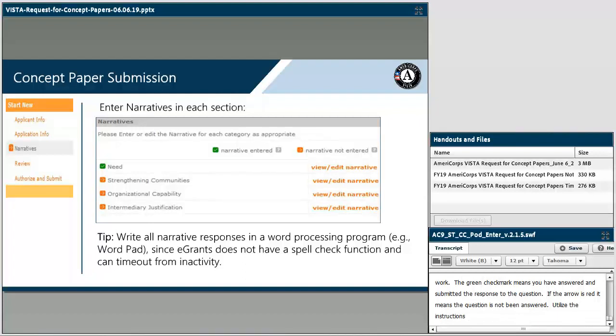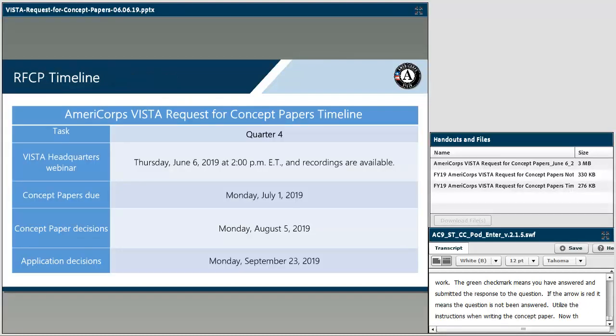Now that we have reviewed the eGrants system and the required fields to be completed when submitting the concept paper, let's take a look at the key dates for the request for concept paper process. Here is the request for concept paper timeline. For the fourth quarter, and that's the federal fiscal fourth quarter, so July through September, concept papers are due July 1st. We understand that this is a short turnaround time. However, most concept papers are just a few pages in length.